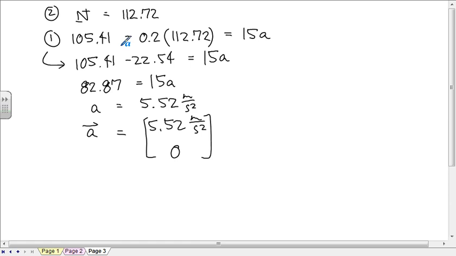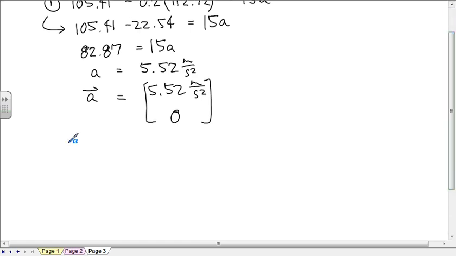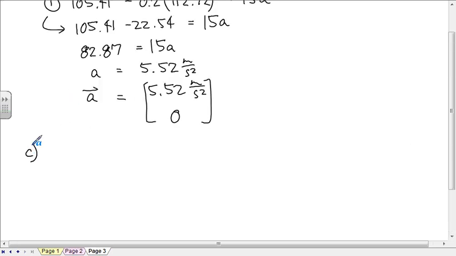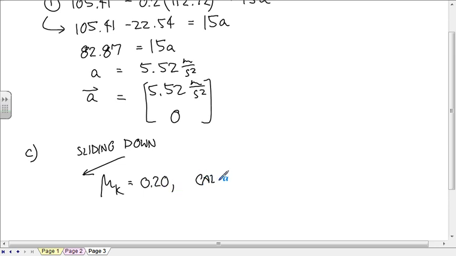Okay, so now, part C, say that it's sliding down the ramp. Say that we still have the same coefficient of friction of 0.2. And calculate the acceleration vector.